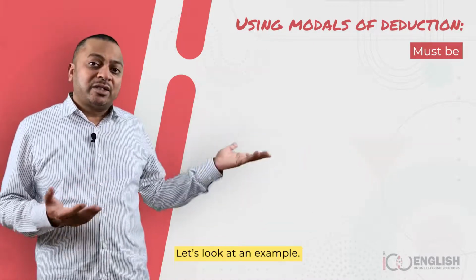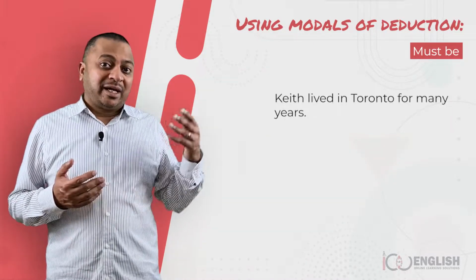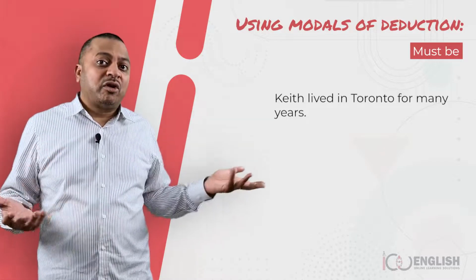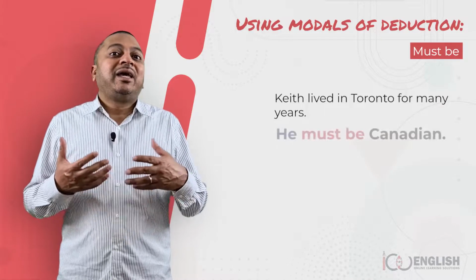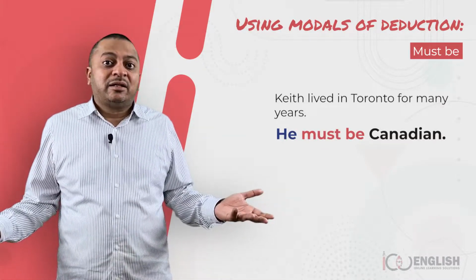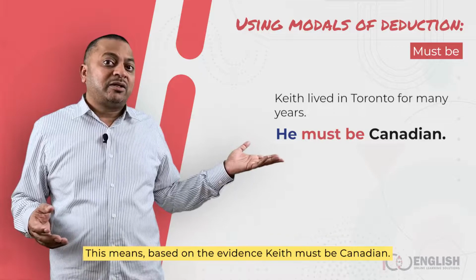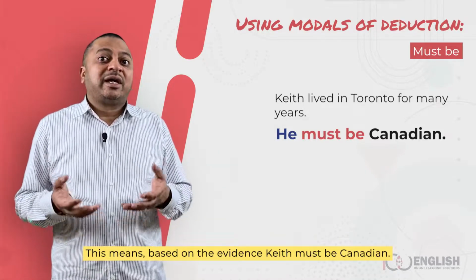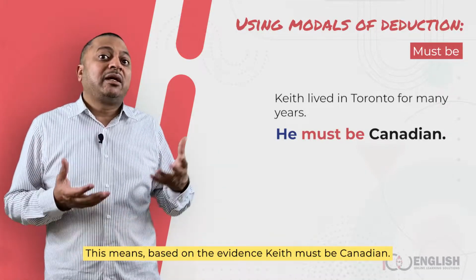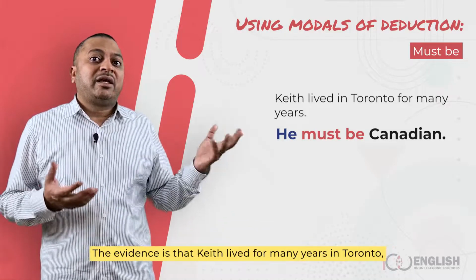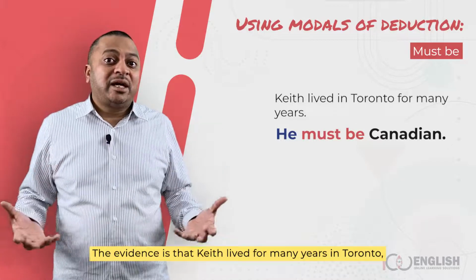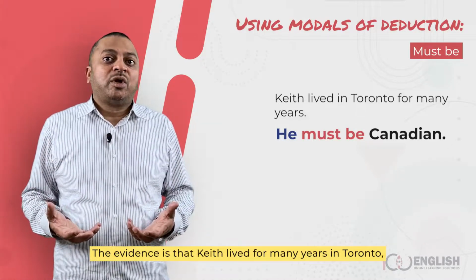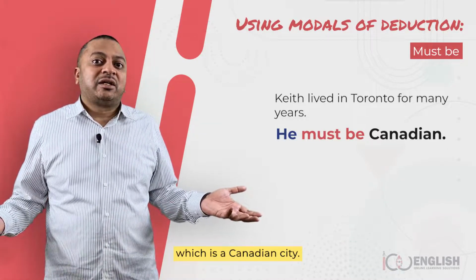Let's look at an example. Keith lived in Toronto for many years. He must be Canadian. This means, based on the evidence, Keith must be Canadian. The evidence is that Keith lived for many years in Toronto, which is a Canadian city.